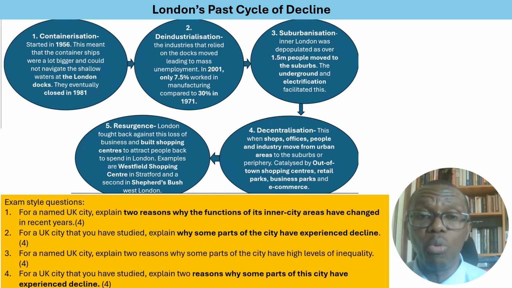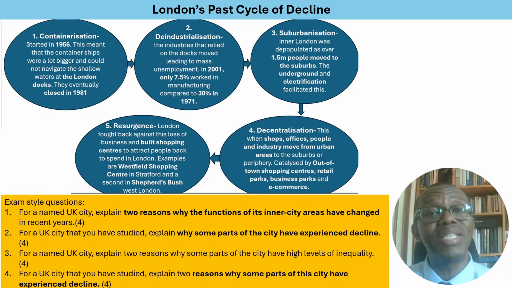1.5 million people moved to the suburbs. Now that is quite a huge proportion of the population of London at the time. And of course, that move was facilitated by the London Underground and electrification of the train networks here in the UK, because it meant that they could live in the suburbs and still be able to commute into central London to work.